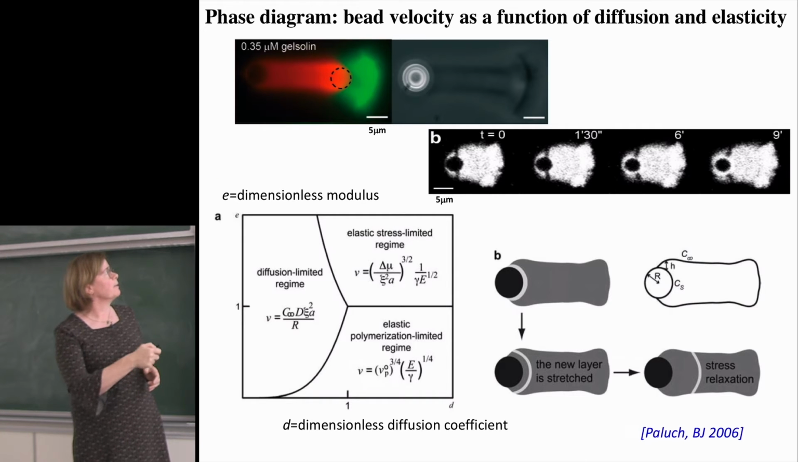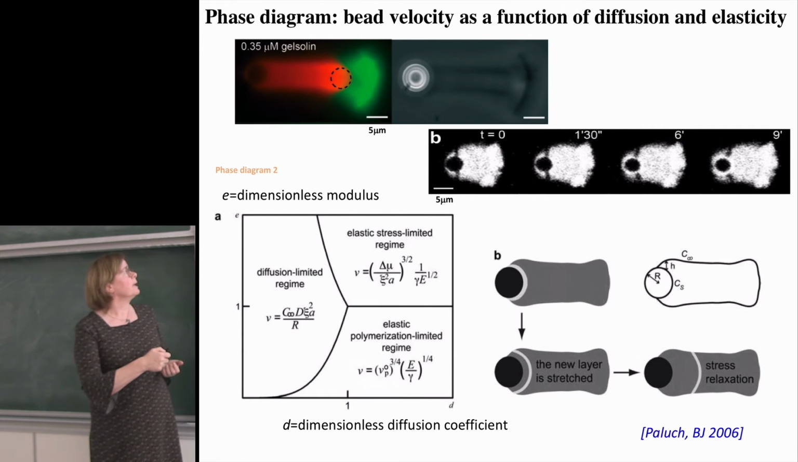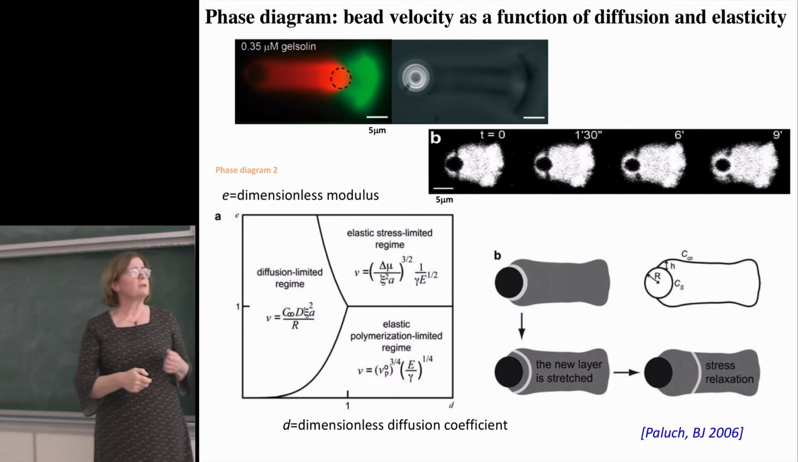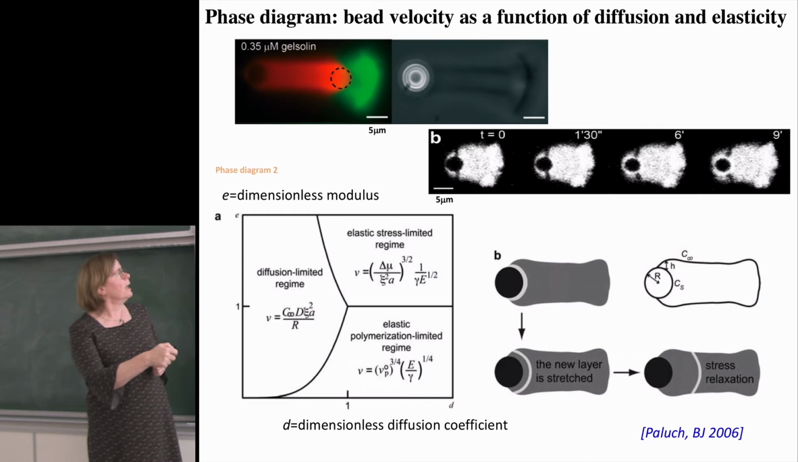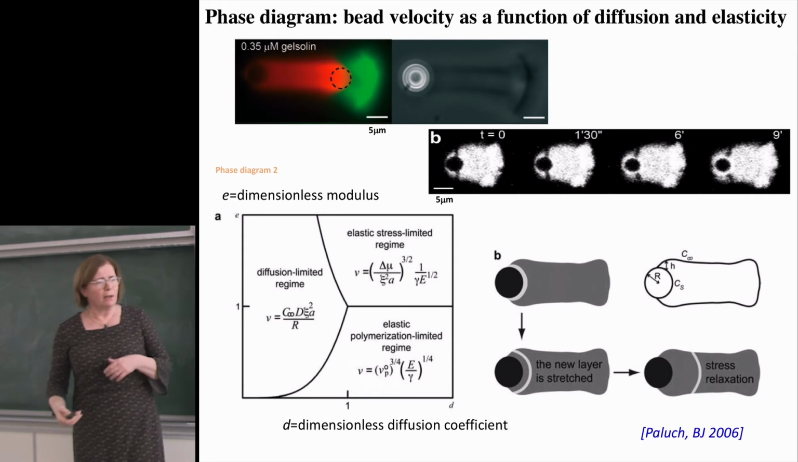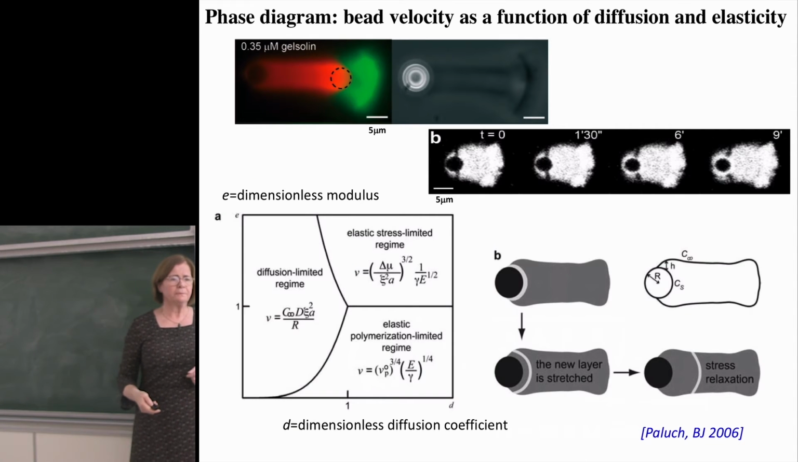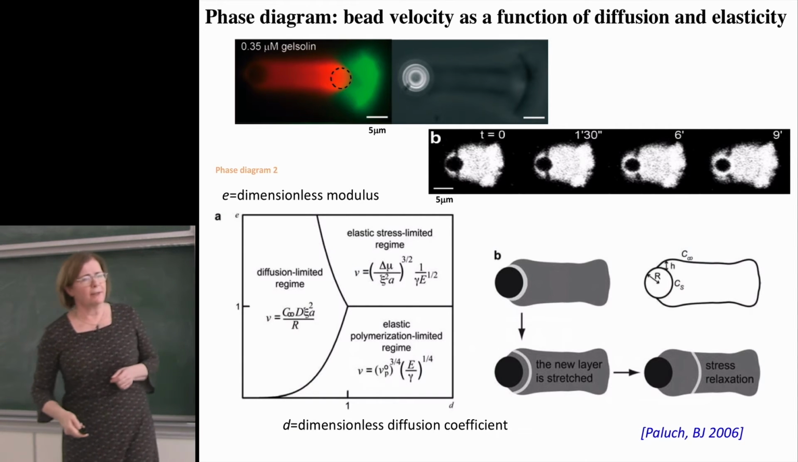So we have this phase diagram that depends on the elastic modulus and the diffusion coefficient. If you have low diffusion, I mean a small diffusion coefficient, you will have a diffusion limited regime, because the monomers won't have time to polymerize at the surface. Whereas for higher diffusion coefficient, you will have regimes where what is limiting is the stress or the polymerization. So this is my second phase diagram.